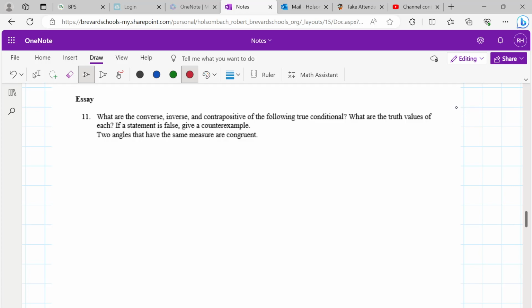So remember, a conditional, P then Q. Converse, if Q then P. Inverse, if not P then not Q. And the contrapositive, if not Q then not P.